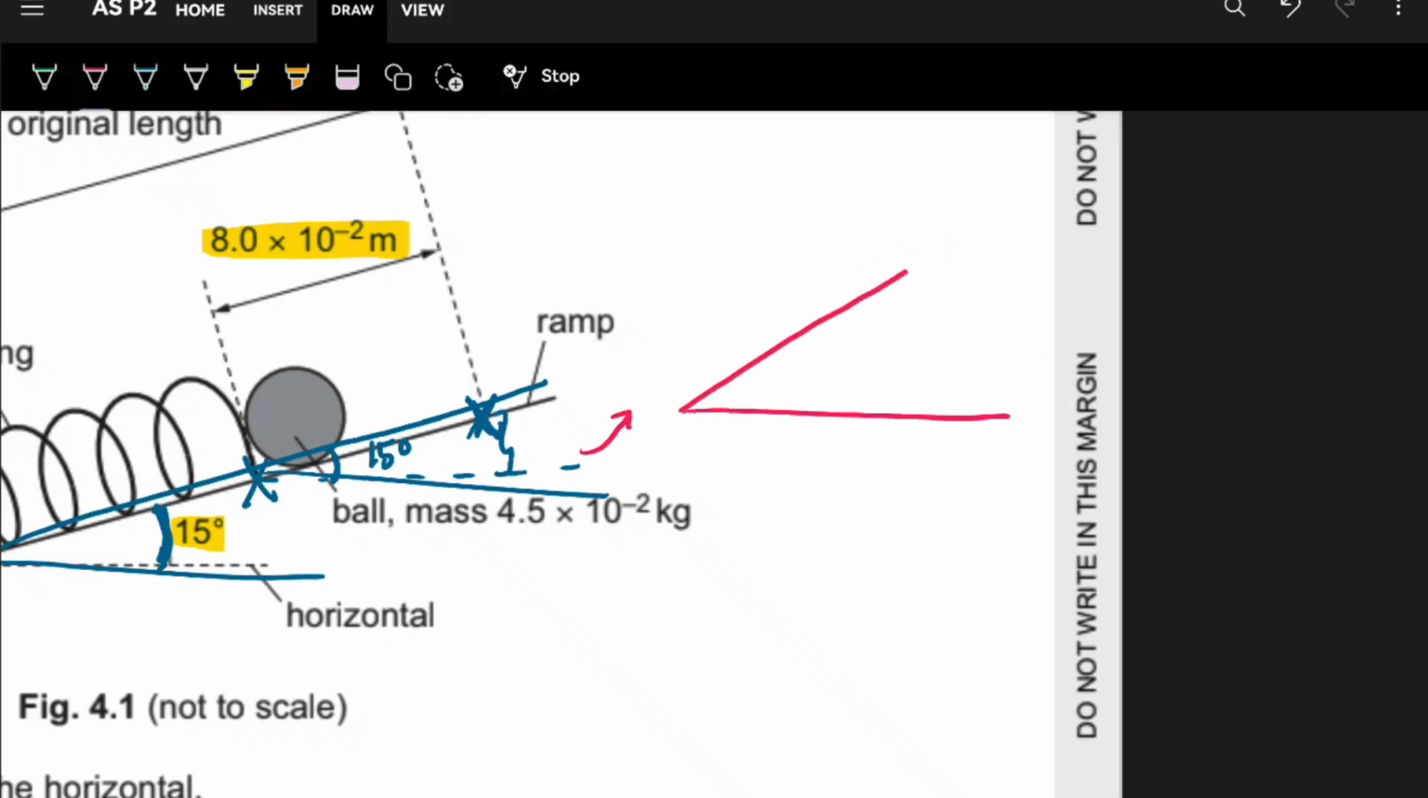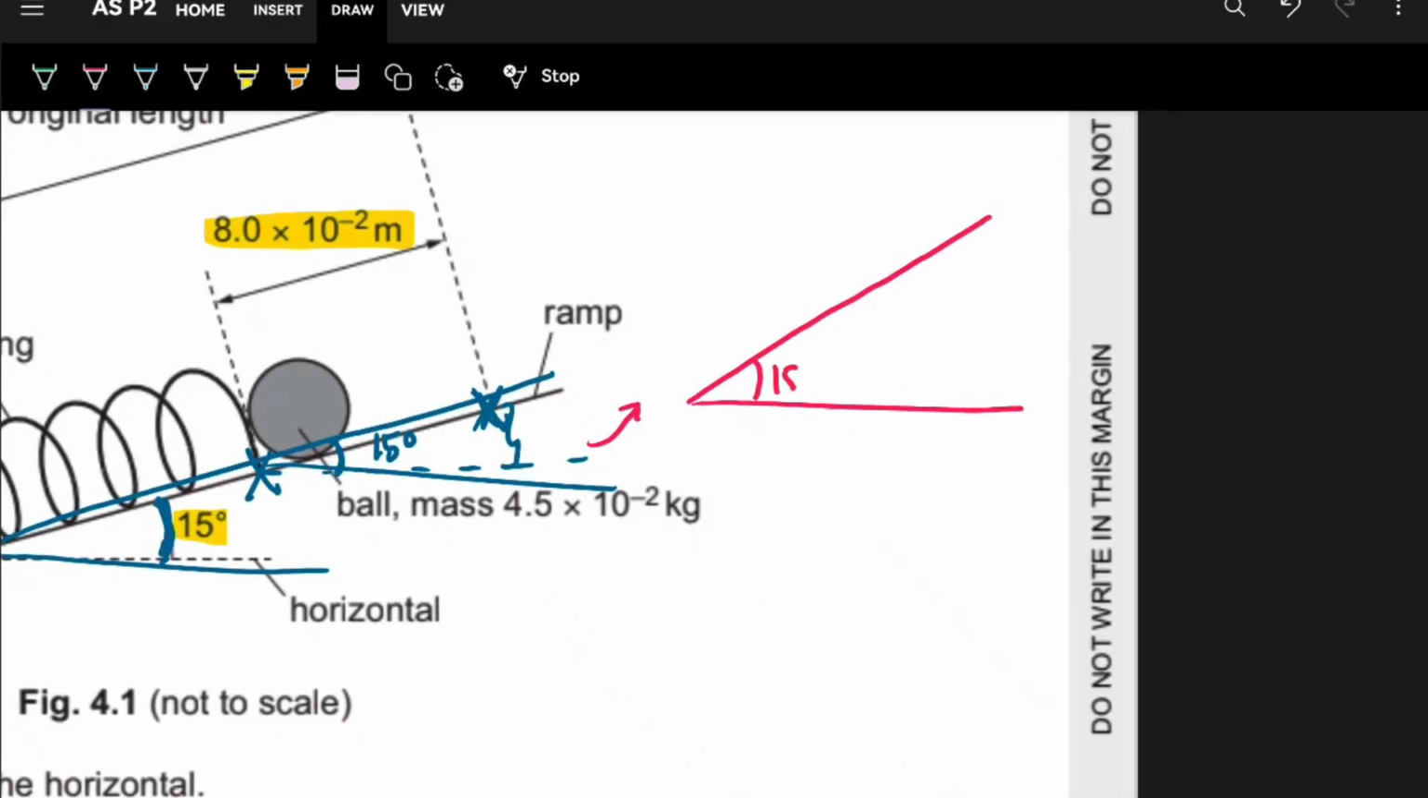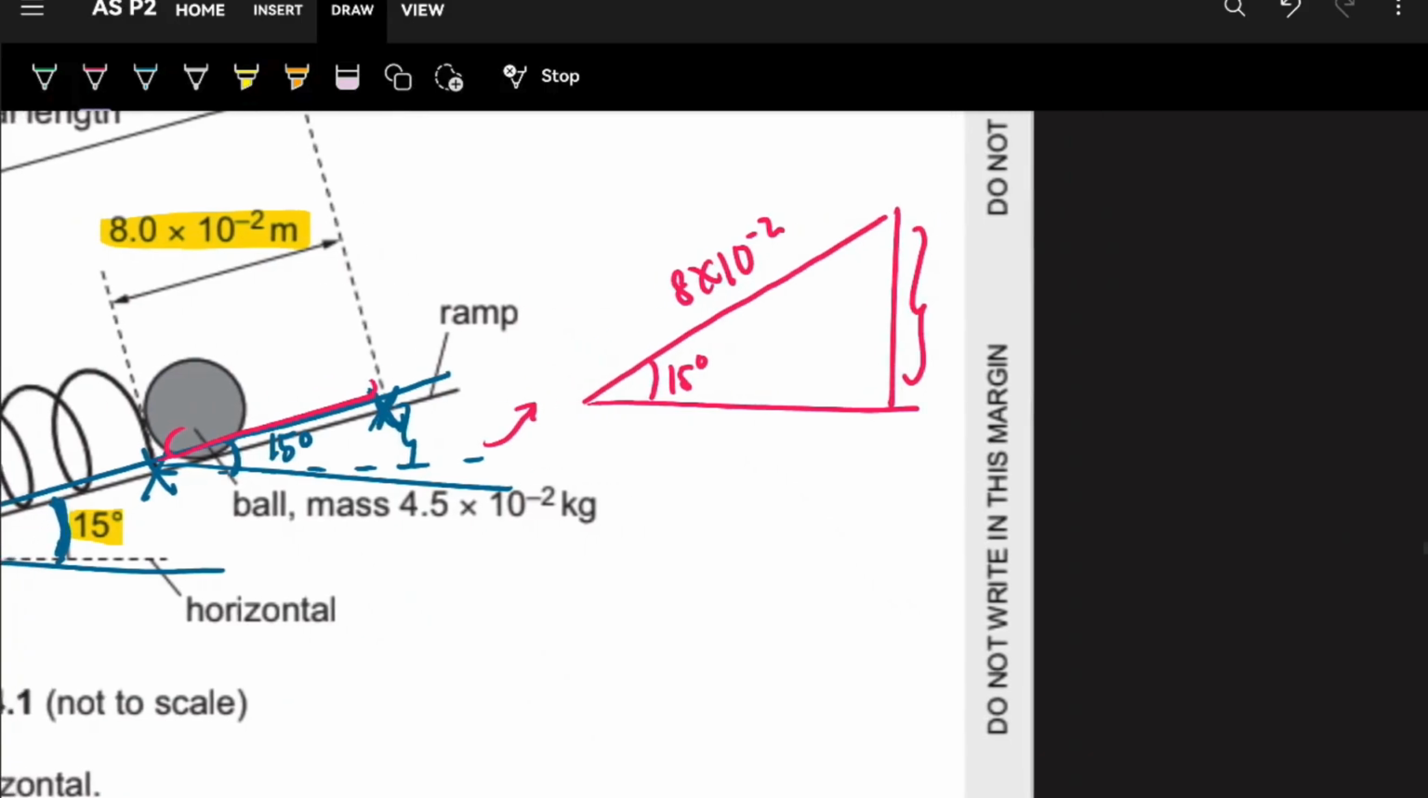But anyways, coming back to the question. So this is 15 degrees. We know this length is 8 times 10 to the power of negative 2, right? This length here is the compression length. And now we want to find what is this. I'm going to make this as y.